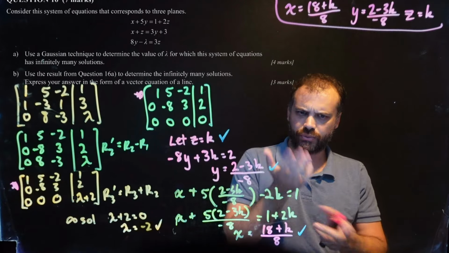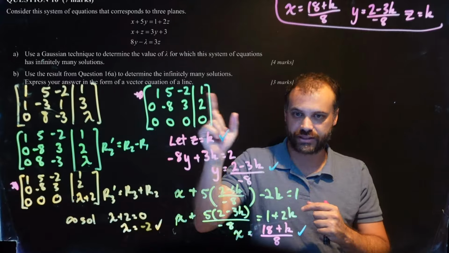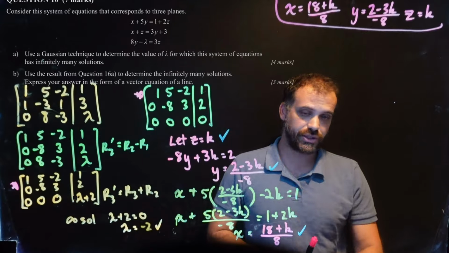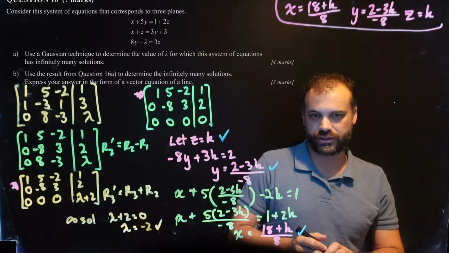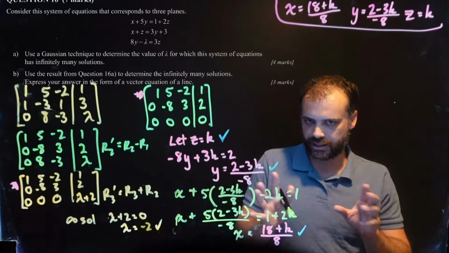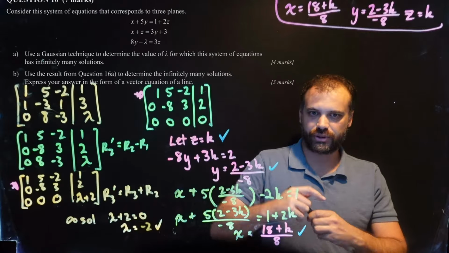We don't want the parametric equation of the line. We want the vector equation of the line. So let's turn this into the vector equation of the line. There's a few different ways that you can go about this, but I'm going to do it and explain what I'm doing here.